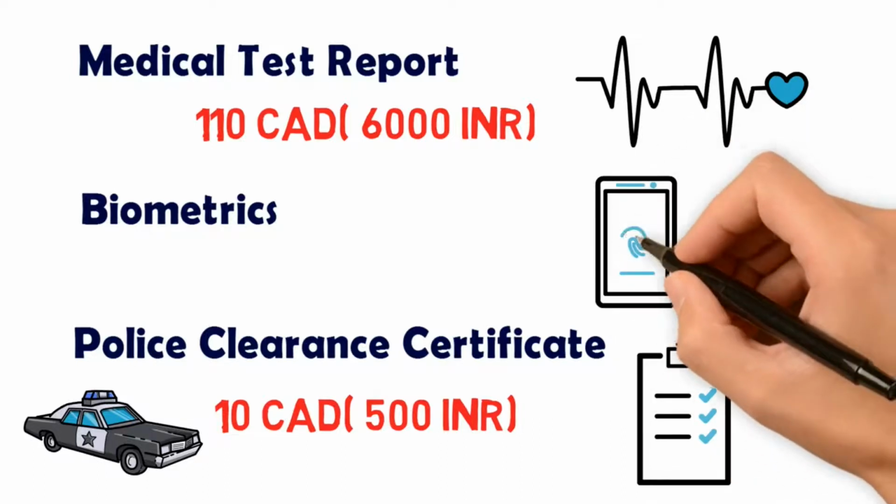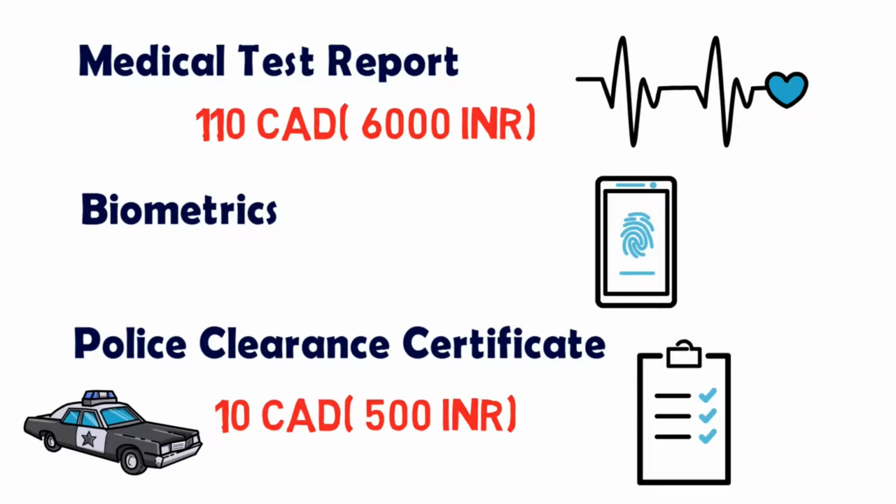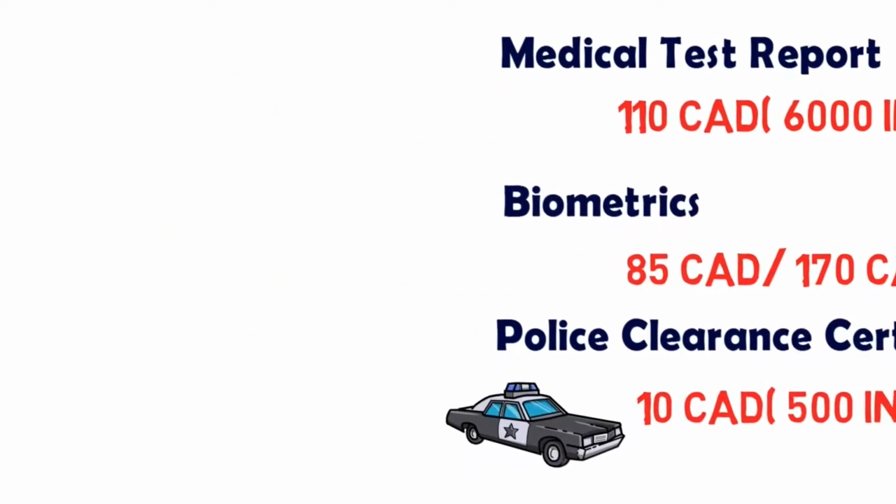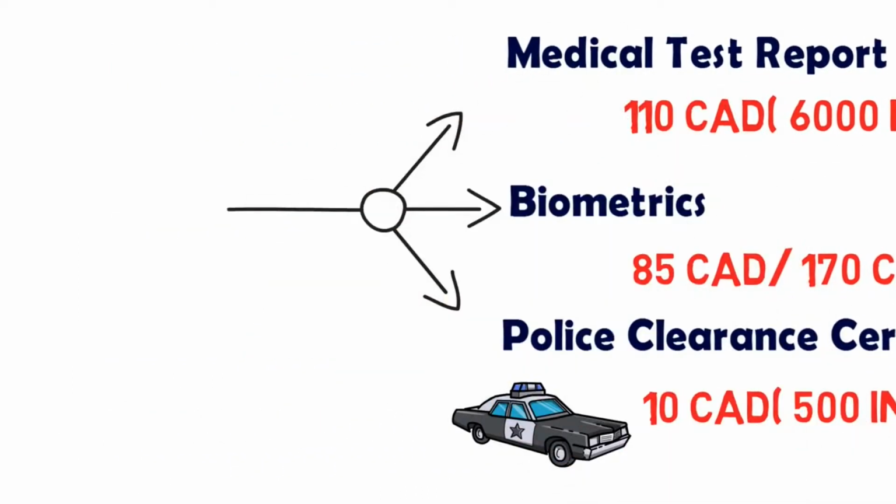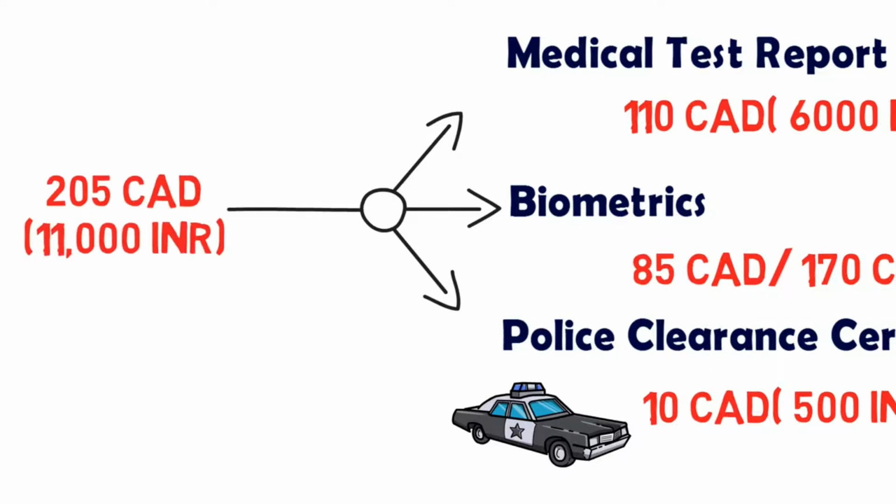Next, you also need to get your biometrics done. The amount for biometrics is 85 Canadian dollars per person, or for a family of 2 or more, it is 170 Canadian dollars. So the approximate amount for police clearance certificate, medical test, and biometrics adds up to 205 Canadian dollars for one person.